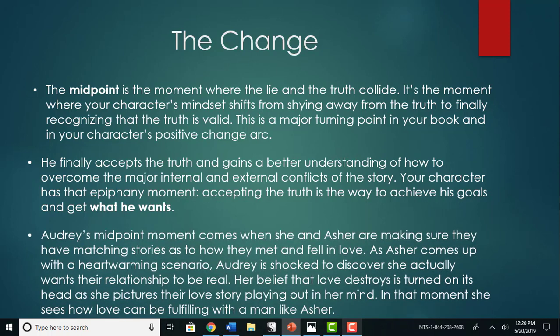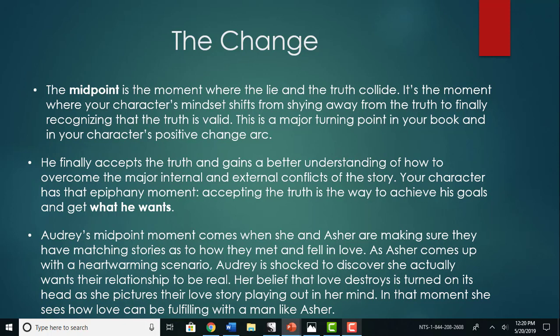So Audrey's midpoint moment comes when she and Asher are making sure they have matching stories as to how they met and fell in love. And Asher, thinking that she will never remember this, actually brings up a real heartwarming scenario of how they first met in high school. And since it's been so long, and since she really wasn't close to him in the way that she had wanted to be, and doesn't know that Asher is actually Lawrence, or that they spent all that time together in high school, it resonates with her. She may not remember it, but it still resonates with her.